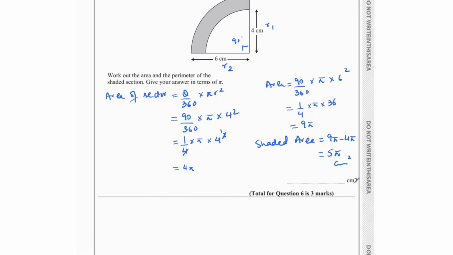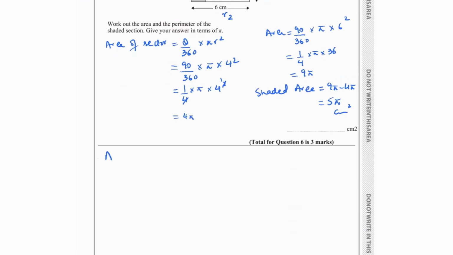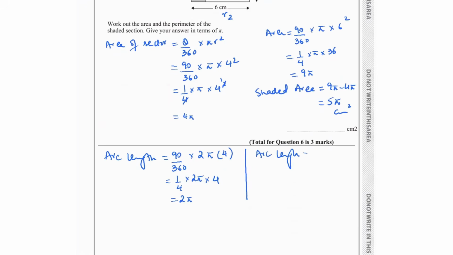Now talking about the perimeter, we need the arc length. So first arc length is going to be 90 over 360 times 2 pi r, r being 4. So that's again 1/4 times 2 pi times 4. So that's 2 pi. Then for the other arc length, that's going to be 90 over 360 times 2 pi times 6. 1/4 times 12 pi, and that's 3 pi.